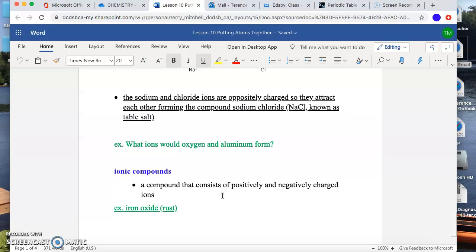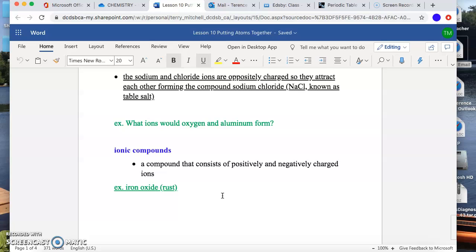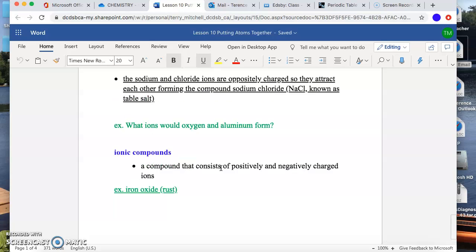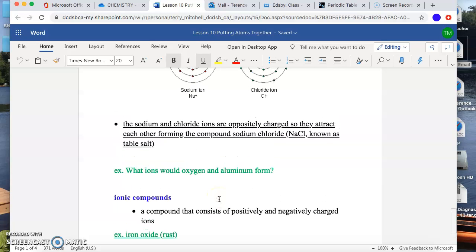So what ions would oxygen and aluminum form? Ionic compounds are where we have atoms that are negatively and positively charged ions joining together. And iron oxide is an example of that as well.